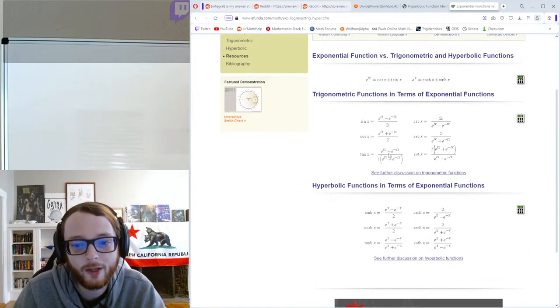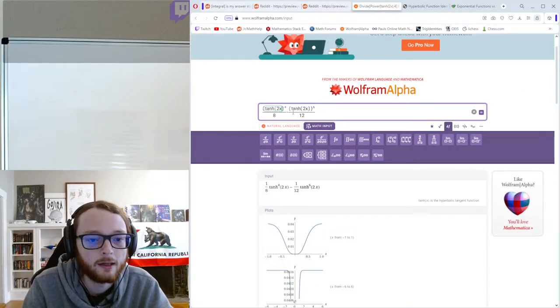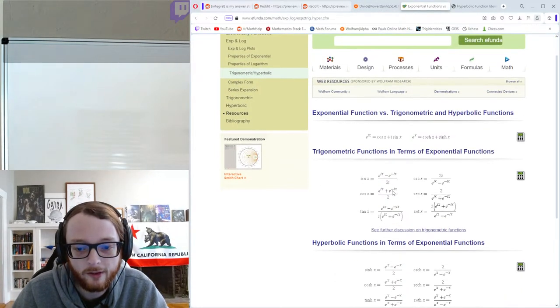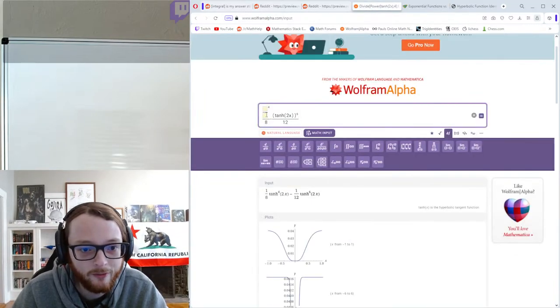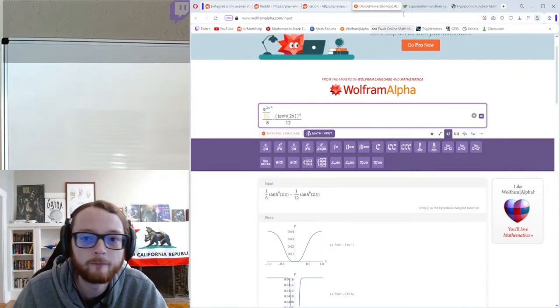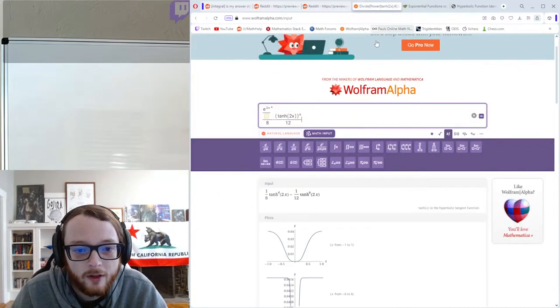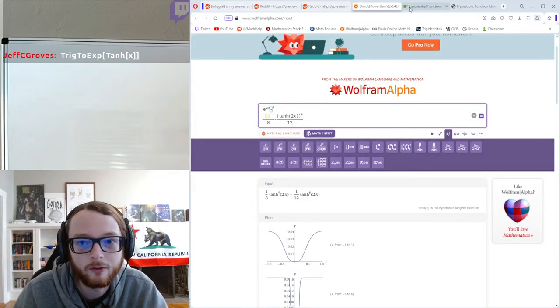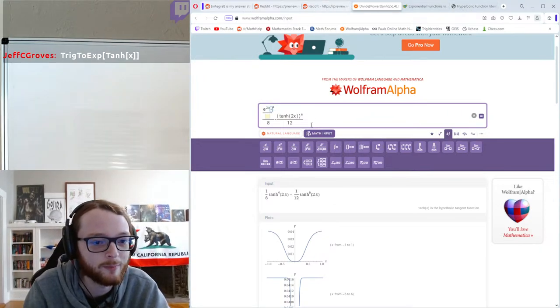There we go. So we have 2x, so we'll just have twos everywhere. Everywhere there's an x, we put a 2x. So for hyperbolic tangent, e to the 2ix minus e to the minus ix minus trig 2. Oh! That'd be much simpler. That's the Mathematica version.